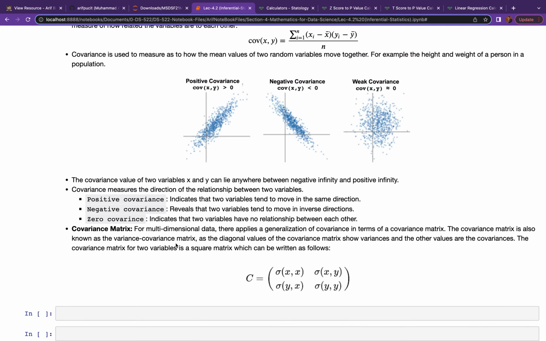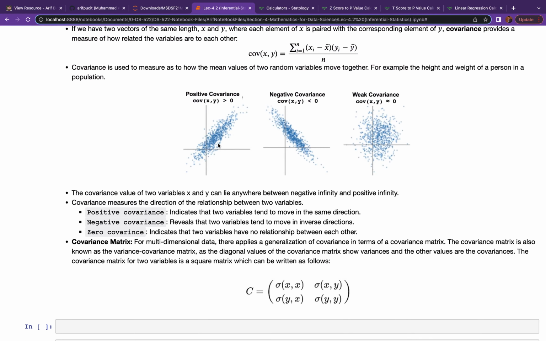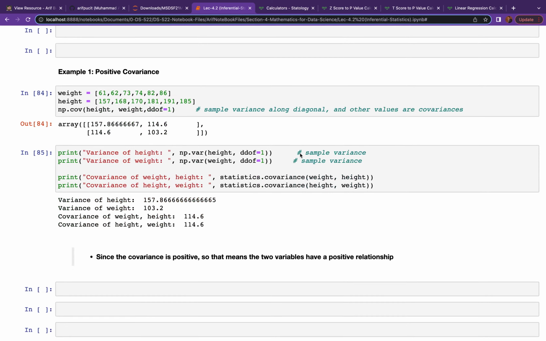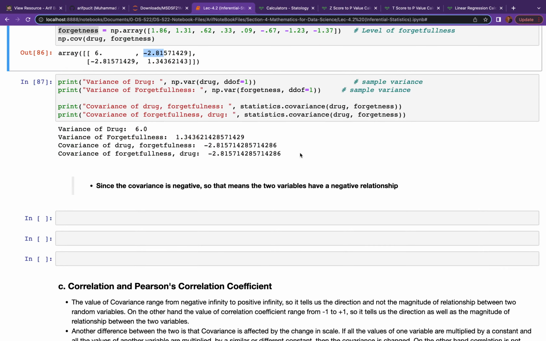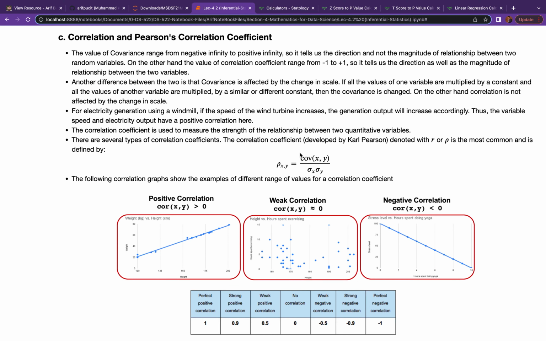And now I think this graph will be clear to you. In case of positive covariance, you will find the scatter plot somewhere like this. The two variables tend to move in the same direction. If one increases, the other also increases. And this is negative covariance. If one variable increases, the other decreases. And this is the weak covariance. I think we have seen this before as well. So let me move ahead and talk about correlation now.